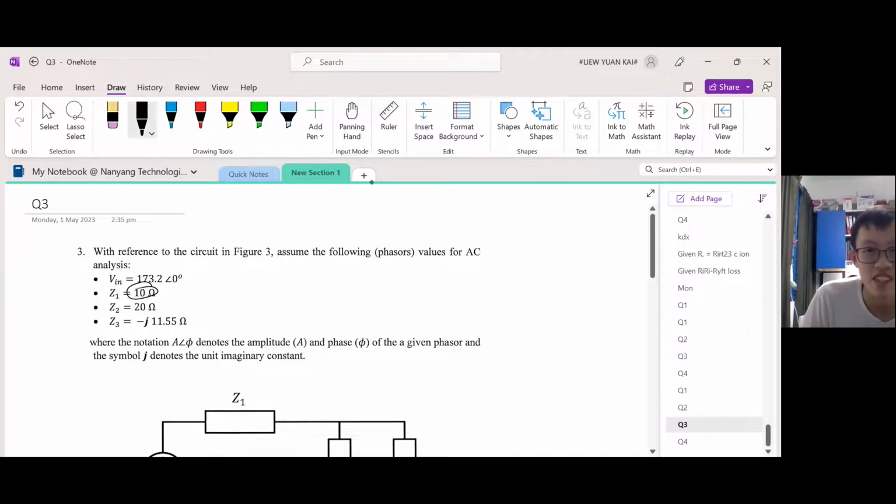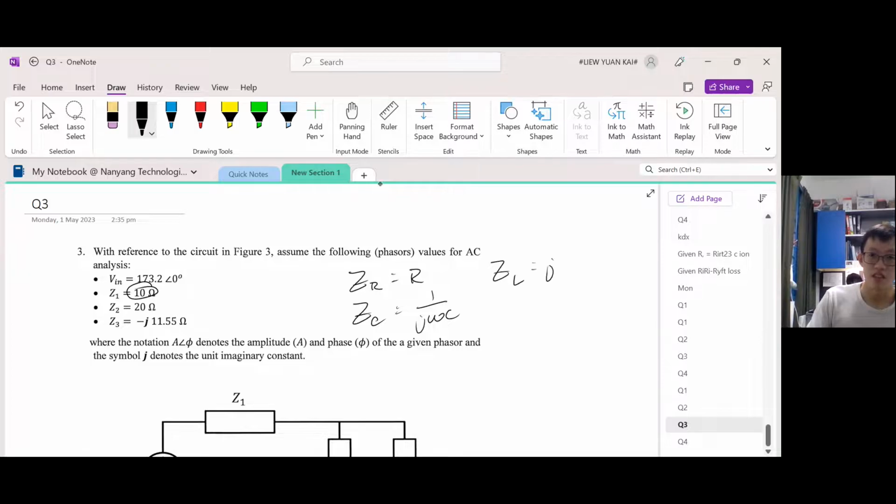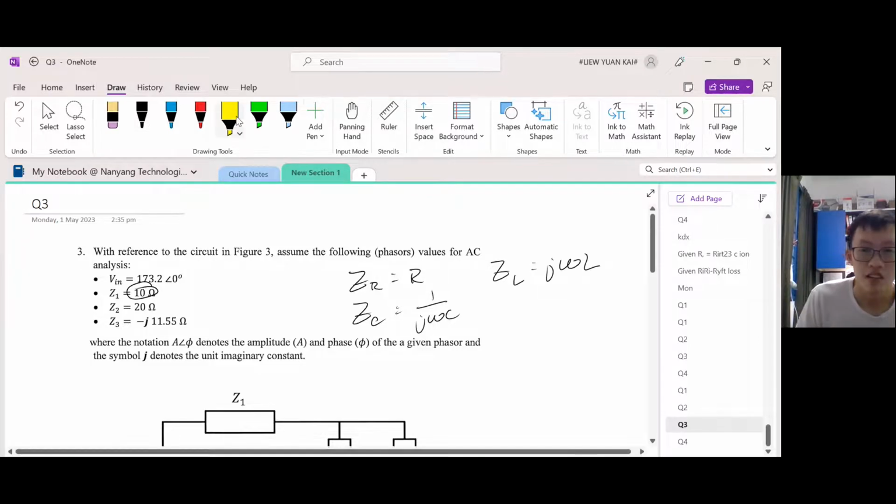Okay, let's look at the general cases. So let's look at the formulas for impedance for resistors. It's just resistance, right? And what is the impedance of capacitors? It's 1 over j omega C. And then what is the impedance of inductors? J omega L.